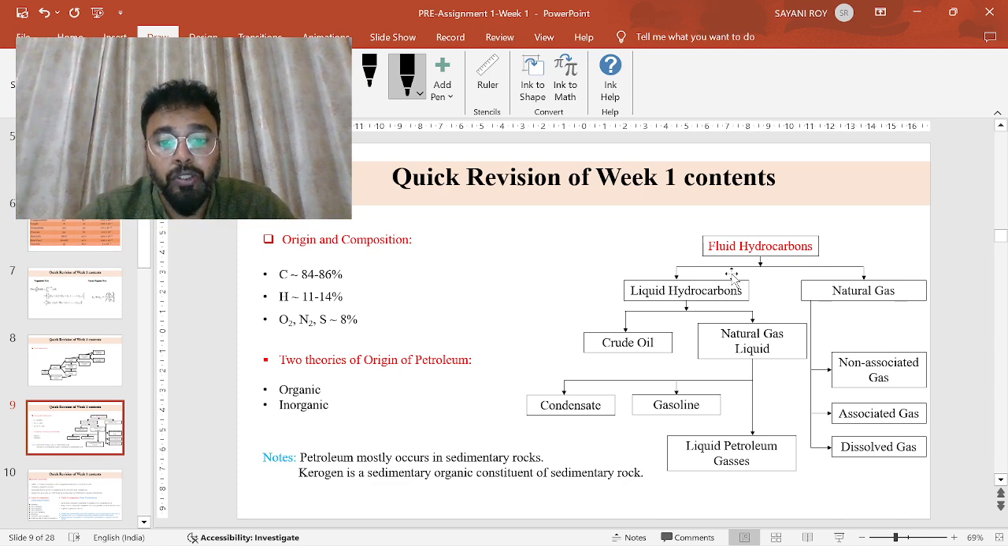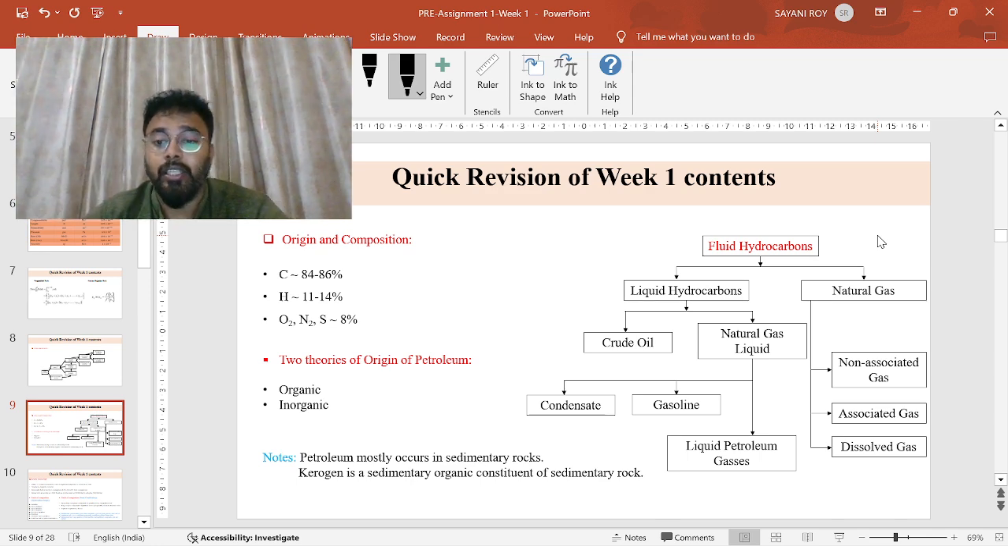Next we'll go to the composition of petroleum. Petroleum composition is mainly hydrocarbon, in which carbon is 84 to 86% and hydrogen is 11 to 14%. Other substances like oxygen, nitrogen, and sulfur are about 8%. There are two theories of origin of petroleum: organic and inorganic theory. I won't go into the theories; these are already done in your class.